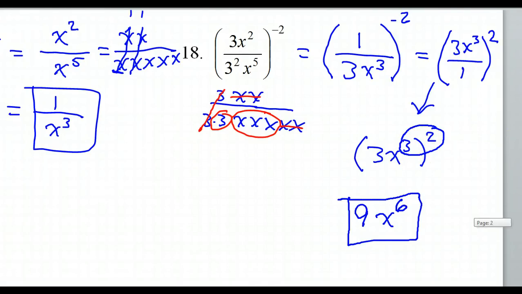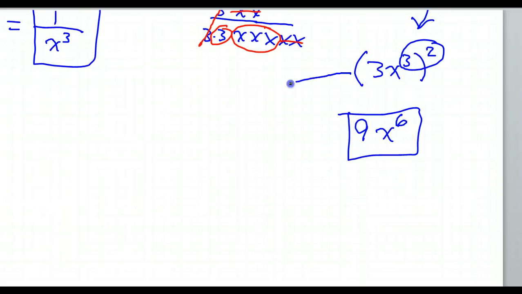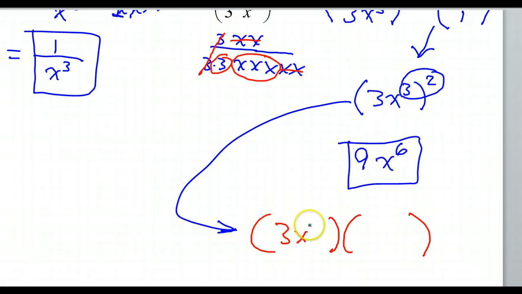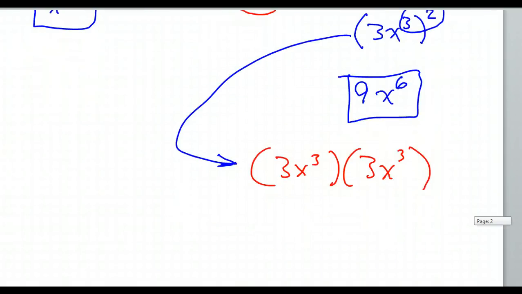Okay? Another way to look at this is the long way. Let me show this the long way. This is the last problem, so let's do it up. Anything squared means that thing times itself. So parentheses squared means parentheses times parentheses. What's in the parentheses? 3x to the 3rd power. So I've got 3x to the 3rd power times 3x to the 3rd power. If you look at it this way, it makes sense that I'm going to have 9, because it's really 3 times 3, and that's what's giving me the 9.